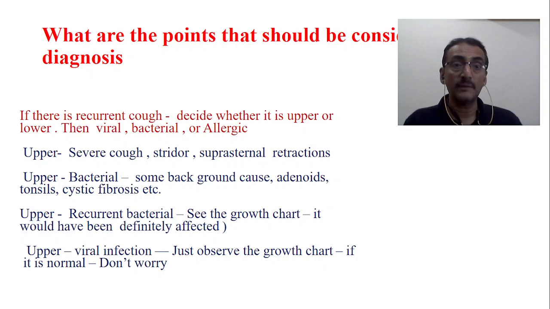Now, if there is a recurrent cough, decide whether it is upper or lower, then decide whether it's viral, bacterial, or allergic. If it is upper, we know that there will be severe cough, stridor, and suprasternal retractions. If it is upper but bacterial, then we always find some background cause like adenoids, tonsils, deviated nasal septum, cystic fibrosis, etc. If it is upper, recurrent, and bacterial, then you have to see the growth chart, as it would definitely have been affected. If it is upper and a viral infection, then again just observe the growth chart. If the growth chart is normal, don't worry, it will get corrected. So this is how we have to consider the things.